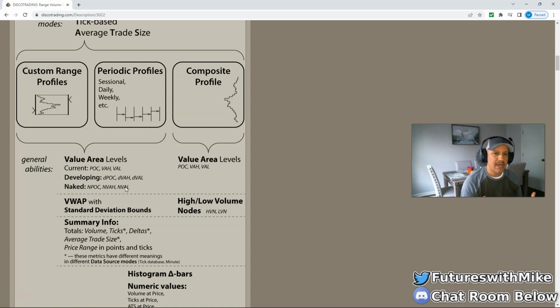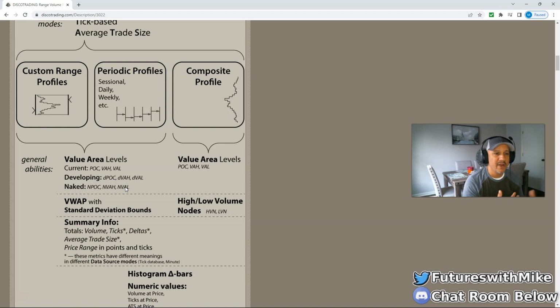So my eyes, I train myself to look for high probability setups, or areas, I should say, with aggressive buying and selling, because I like to trade around supply and demand. There are a lot of people who trade just these levels, like naked VPOCs or naked value area highs or value area lows, because again, these are untested areas.